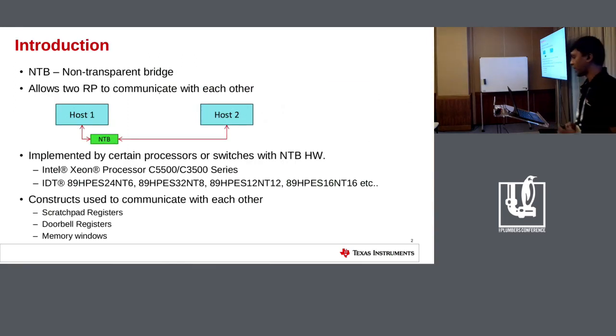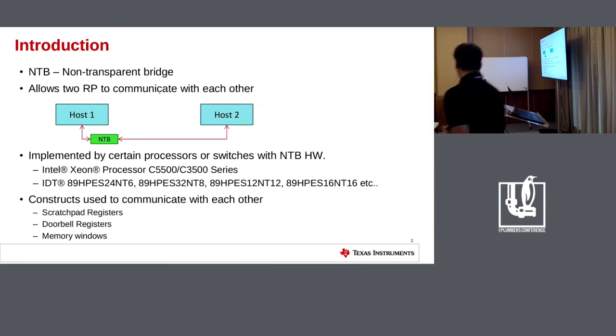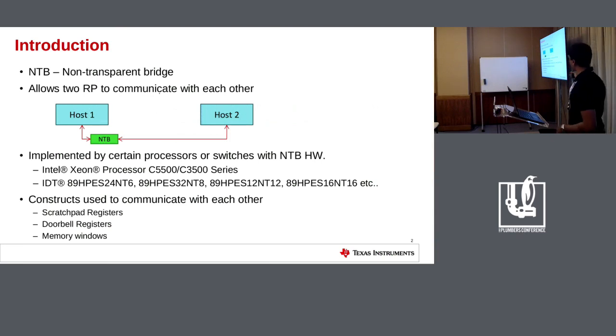So NTB stands for non-transparent bridge. It is a point-to-point bus allowing two systems to communicate with each other. So here it allows two host systems to communicate with each other. The NTB is functionally similar to a transparent bridge, except that the address domains on both sides of the bridge are independent. And the devices that are present in the downstream path of the bridge are not visible to the upstream path of the bridge.